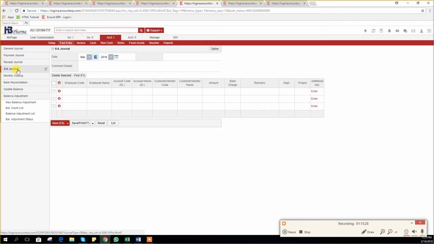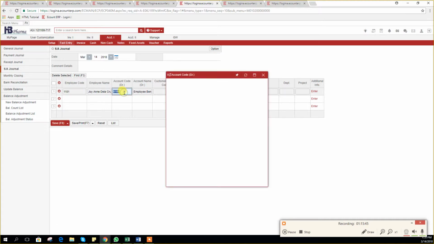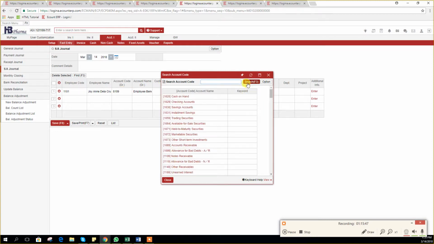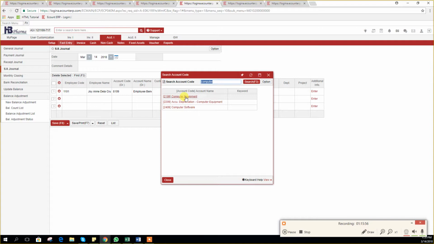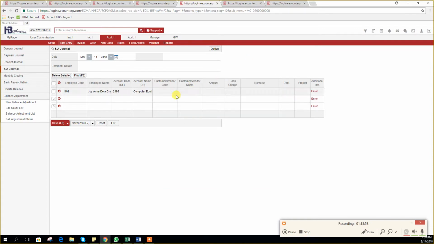Right? So this is why we have this SA journal. You need to put the employee code. Who is this employee? And then you need to debit whatever expense that is. All right. So now let's say Joy goes and buys computer equipment.